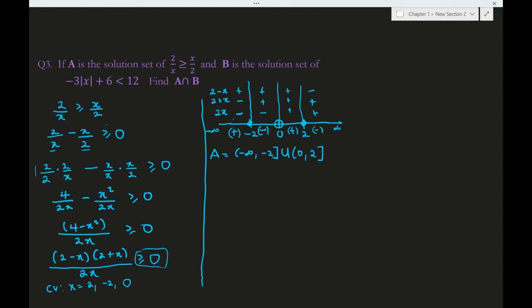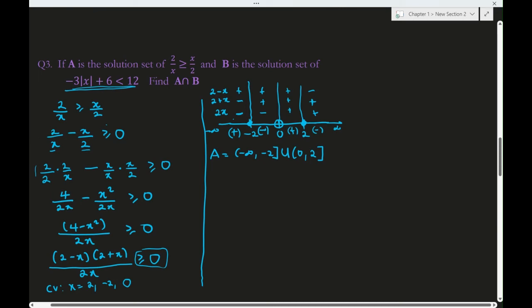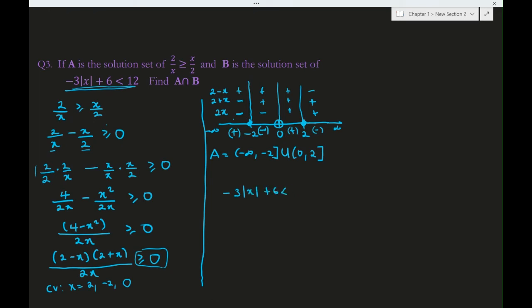Now, what next is to find set B. So let's look for set B. But what is set B? Set B, we need to solve this inequality. So let's write the inequality down here. This is minus 3 absolute value of x plus 6 less than 12. This is an absolute value inequality. So here we can take this.